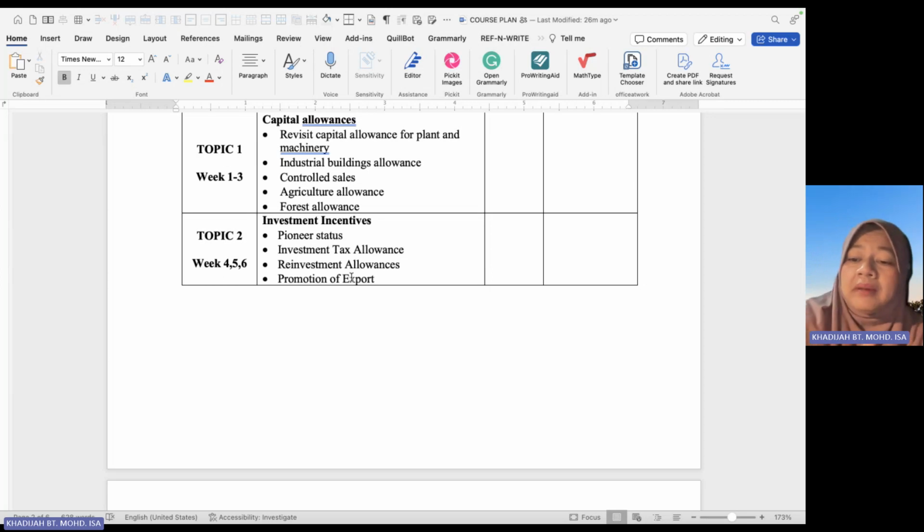Then only you decide how much of the income is given as exemption, because the incentive is actually given as an exemption, which means that you don't have to pay tax for a certain amount of income. For example, 70% of your SI is exempted, so you only pay tax on 30% of your statutory income. So these are the incentives that we're going to look into. For example, we have the pioneer status, investment tax allowance, reinvestment allowance, and also promotion of export.